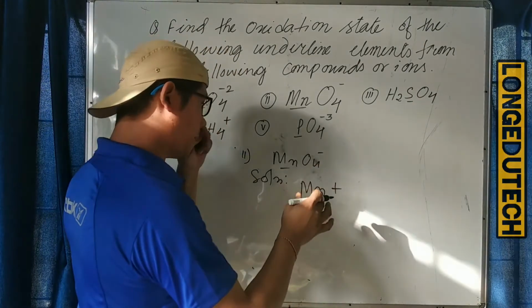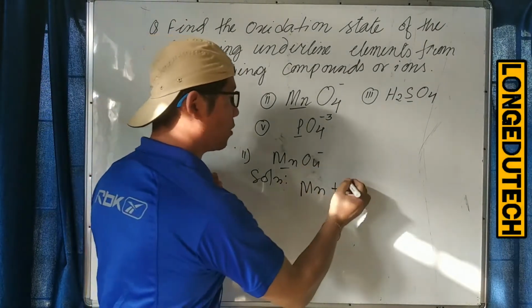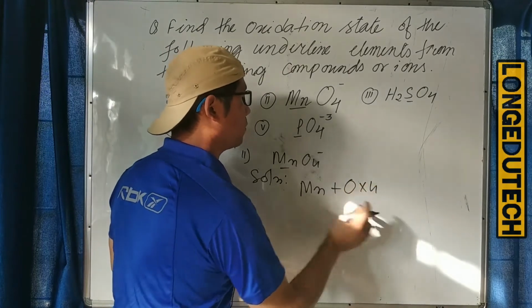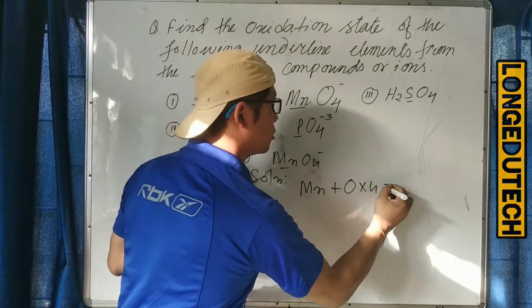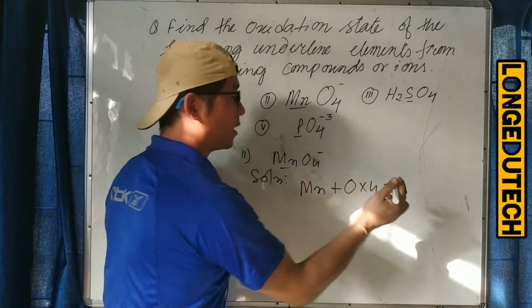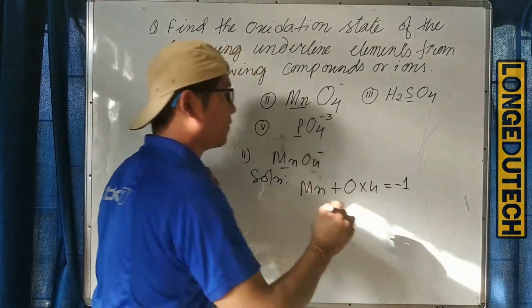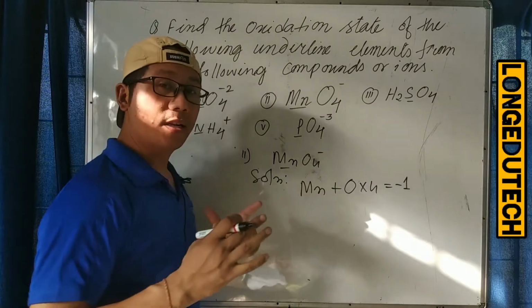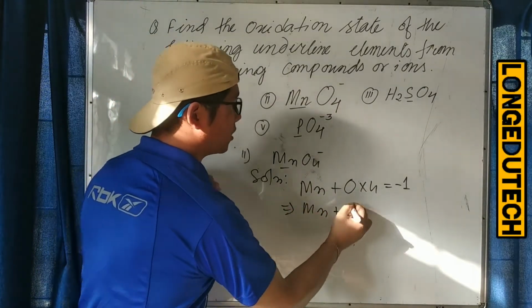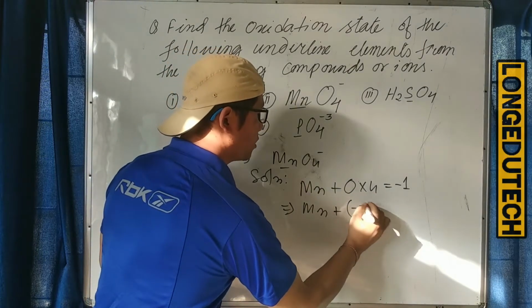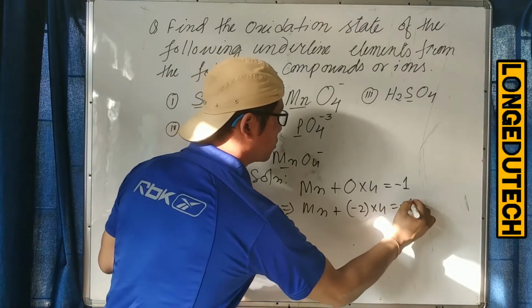Plus, there will be the sum between all these elements and the oxygens into 4, because the 4 is only for the oxygens, right? Is equal to minus, meaning minus 1. We must be very careful about minus. Minus is very dangerous, right? So here Mn plus oxygen, its valency is minus 2, into 4, is equal to minus 1.